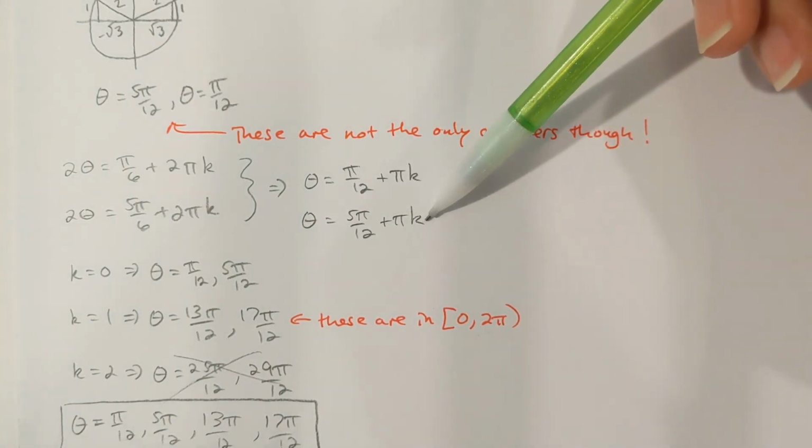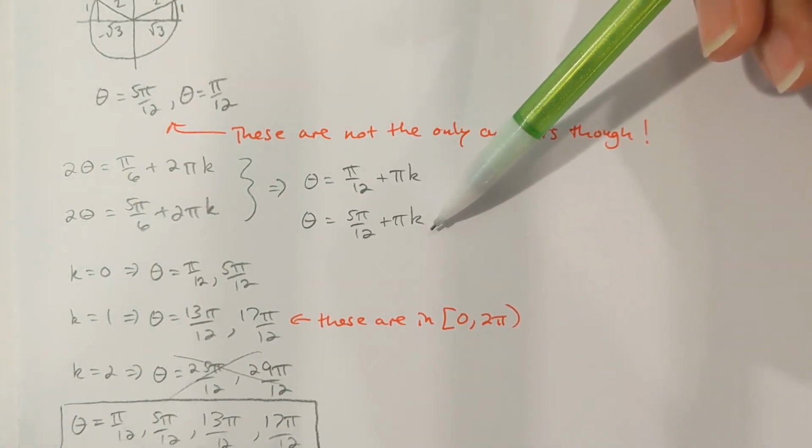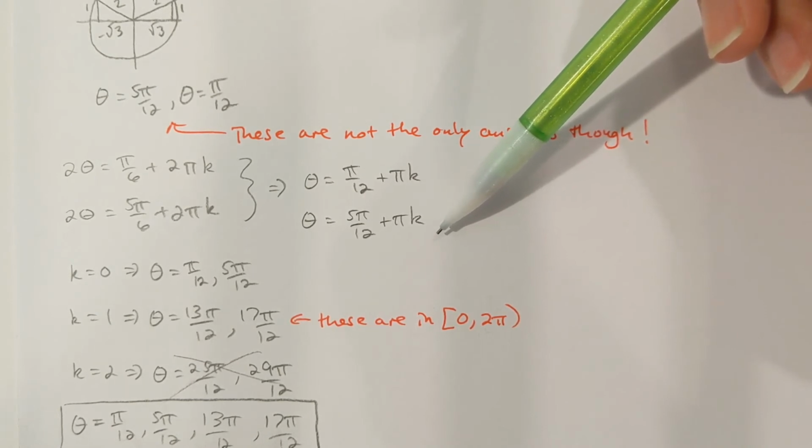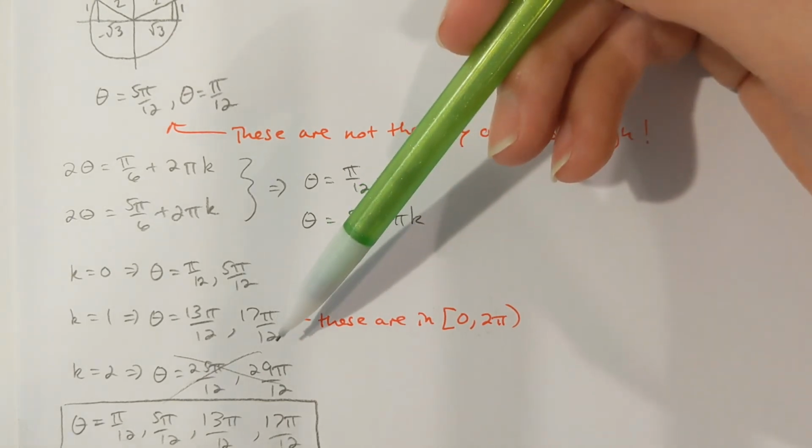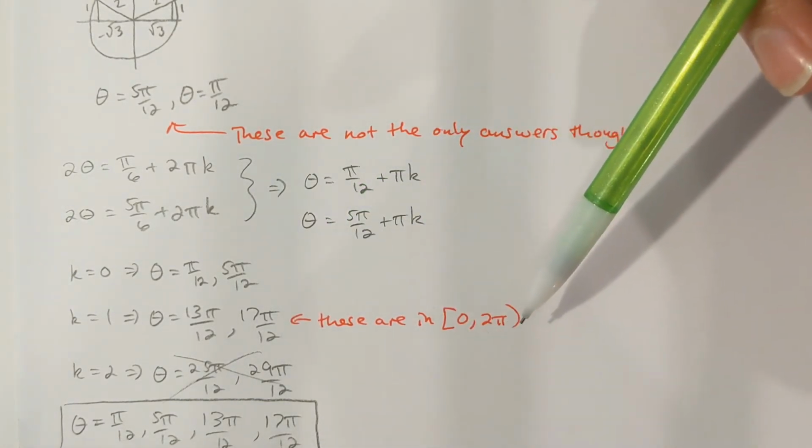If k is 1 here, 5 pi over 12 plus pi is the same as 12 pi over 12. So 5 pi over 12 plus 12 pi over 12, that would be 17 pi over 12, and that would also be on the interval 0 to 2 pi.